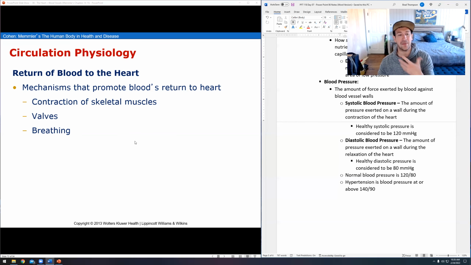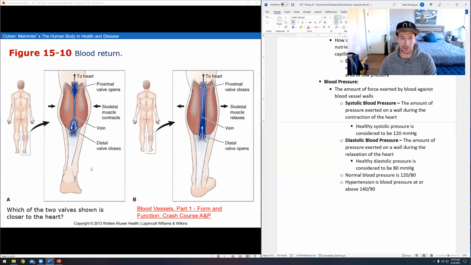So all of this is going to happen due to the contraction of certain parts of the body that trigger blood to travel where it needs to go. For instance, squeezing the calf muscles is going to drive blood back to the heart, and that can really help with blood flow.